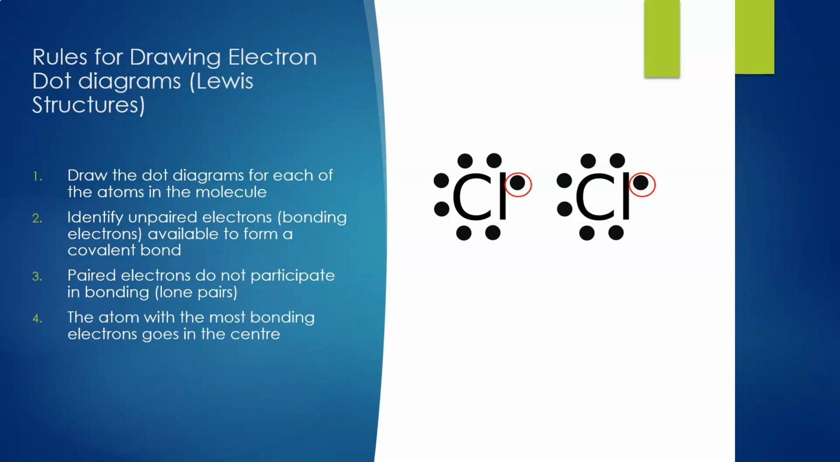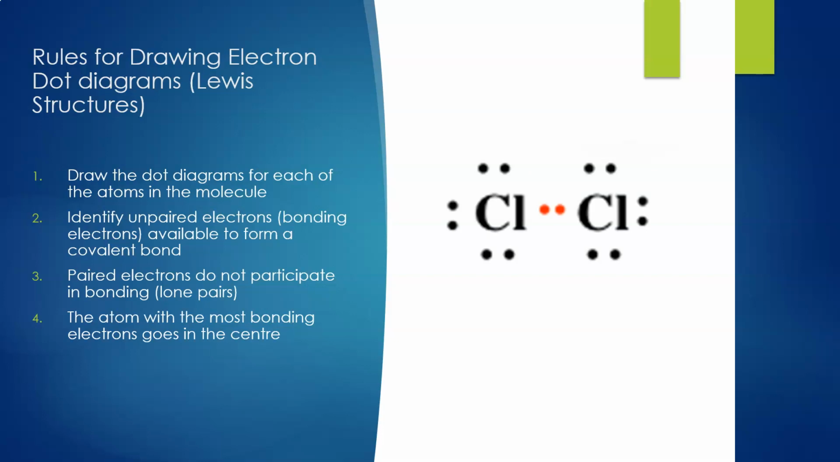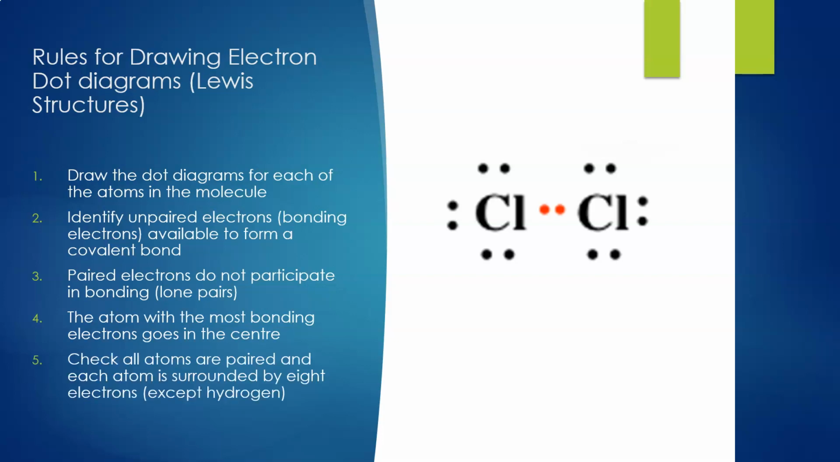The atom with the most bonding would go in the centre. So if you had several atoms bonding and one had 4 other atoms bonding to it, that would go in the middle. Then basically you identify the atoms that are sharing, and check that each electron has a pair. So they're all paired up, nothing's free, we're happy.